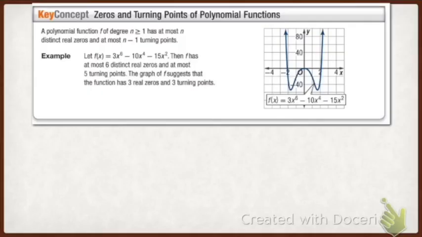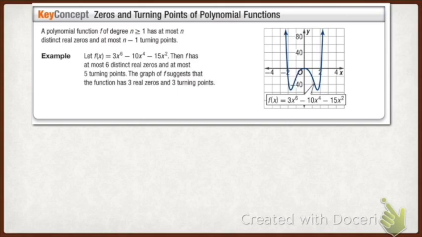So our key concept, zeros and turning points of polynomial functions. A polynomial function f of degree n greater than or equal to 1 has at most n distinct real zeros and at most n minus 1 turning points. So you take your power, whatever your power is, like the one shown here, we have 3x to the 6th. That means there are 6 possible real zeros. And we do the 6 minus 1, there are 5 possible turning points. There will be at most 5 turning points.